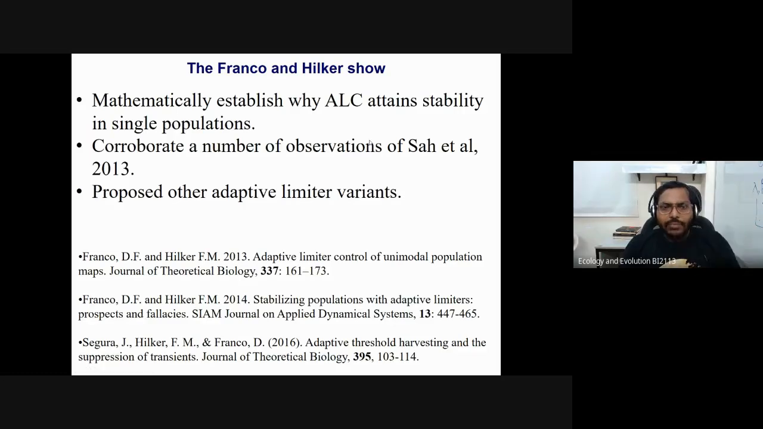Okay, they gave the analytical reasons for which those results are the way they are. And in the last 4 or 5 years, these guys have actually given several other variants on this adaptive limiter concept. I think there was a paper as late as 2019, which I have not included over here.